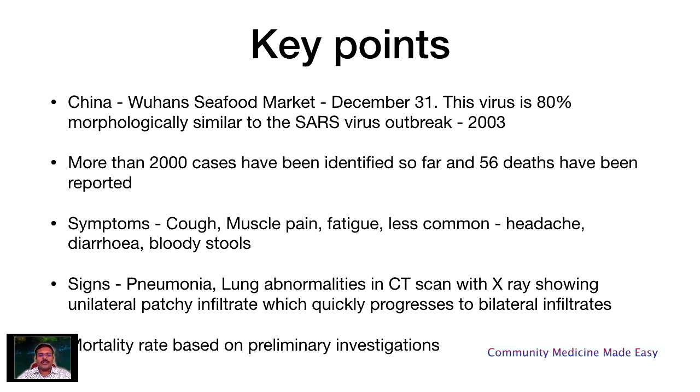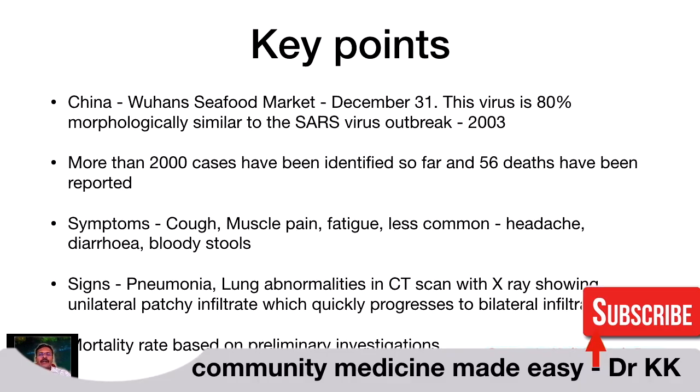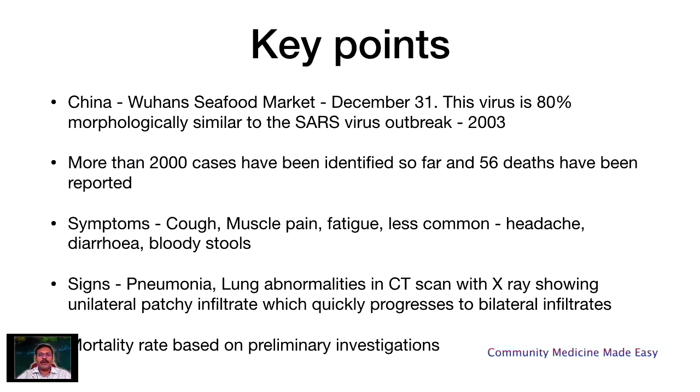What are the key points with respect to coronavirus infection? The outbreak mainly started from China, the Wuhan seafood market. On December 31, the first case was reported. This virus is 80% morphologically similar to the SARS virus outbreak which occurred in 2003. This was the reason for alarm among the people, and the public were concerned. More than 2000 cases have been identified so far, and 56 deaths have been reported until today.